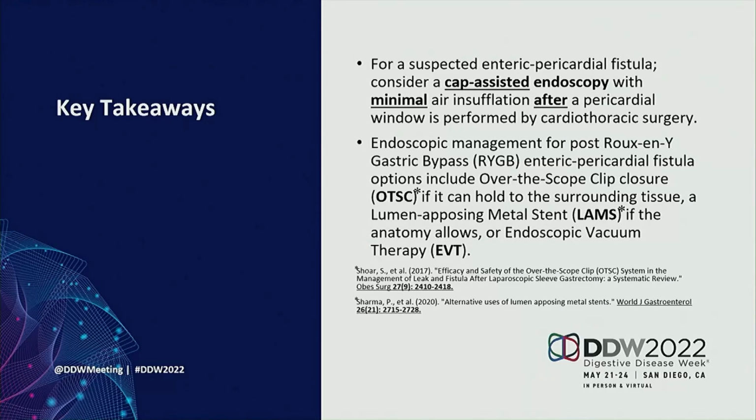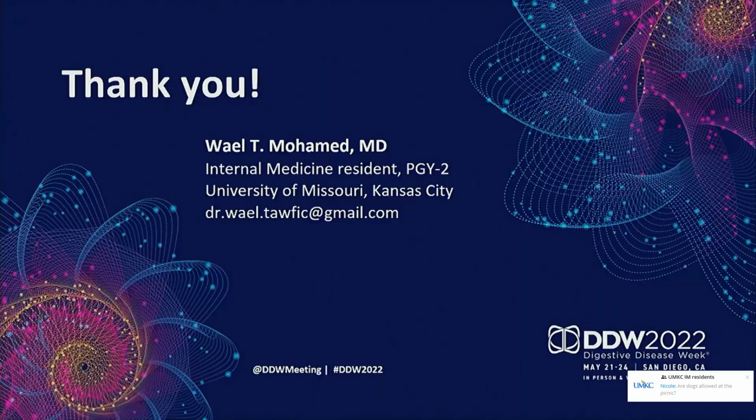Endoscopic management for post-Roux-en-Y gastric bypass enteric pericardial fistula options may include over-the-scope clip closure if it can hold to the surrounding structures, a lumen-apposing metal stent if the anatomy allows, and possibly endoscopic vacuum therapy, but this will need a very, very experienced interventionist. And thank you so much for listening to me today.